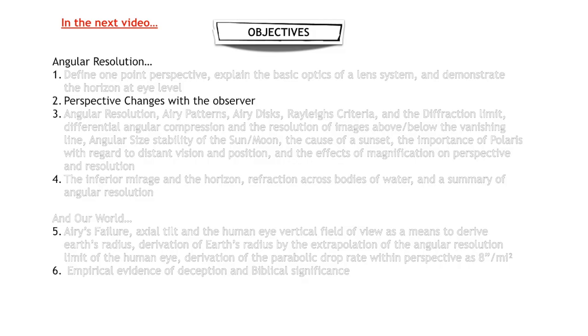So in the next video, we will discuss perspective changes with the observer and how our perspective changes when we change our height or get closer to the ceiling, get closer to the walls, get closer to the floor, and how our observations will change. So hopefully in this video we've defined one-point perspective, explained the basic optics of a lens system, and demonstrated the horizon at eye level.